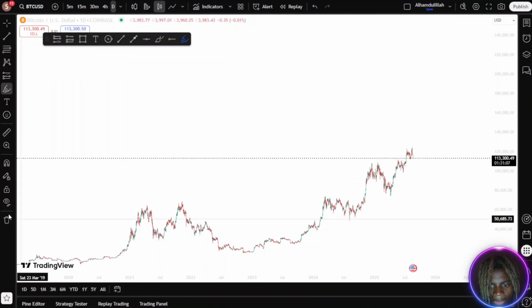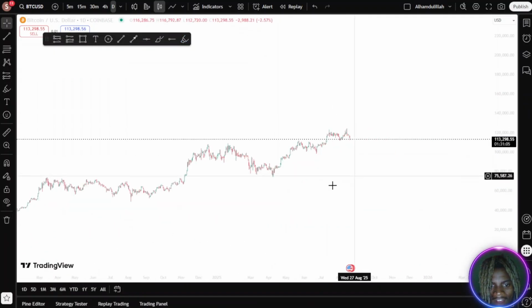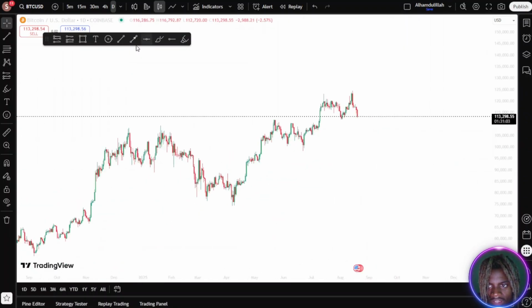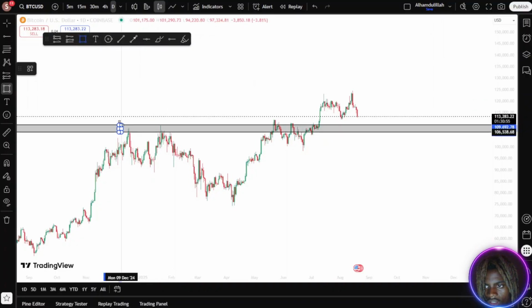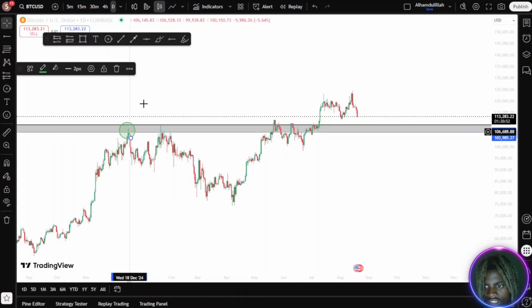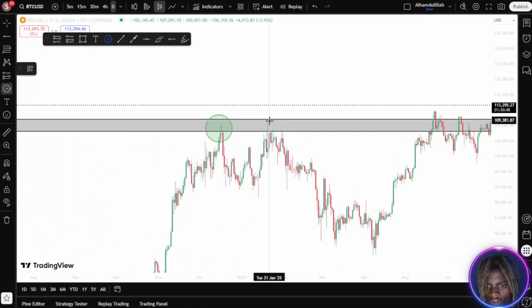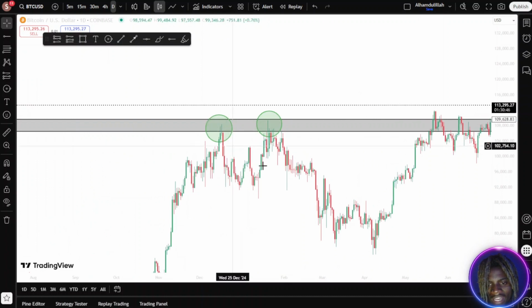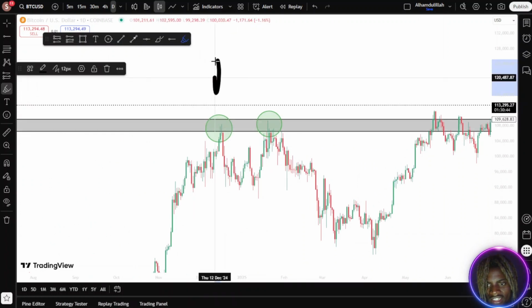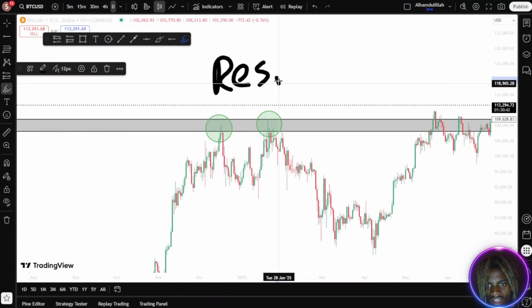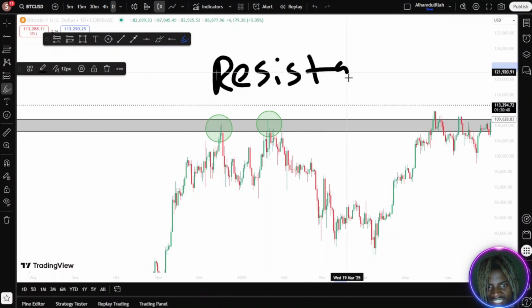Resistance gets created. But then after heavy resistance is created, take this area right here, for example. I'm going to go ahead and put a box on this area of resistance right here. So check this out. Price decided to fall in this area twice. This is going to signify an area of resistance. Why?